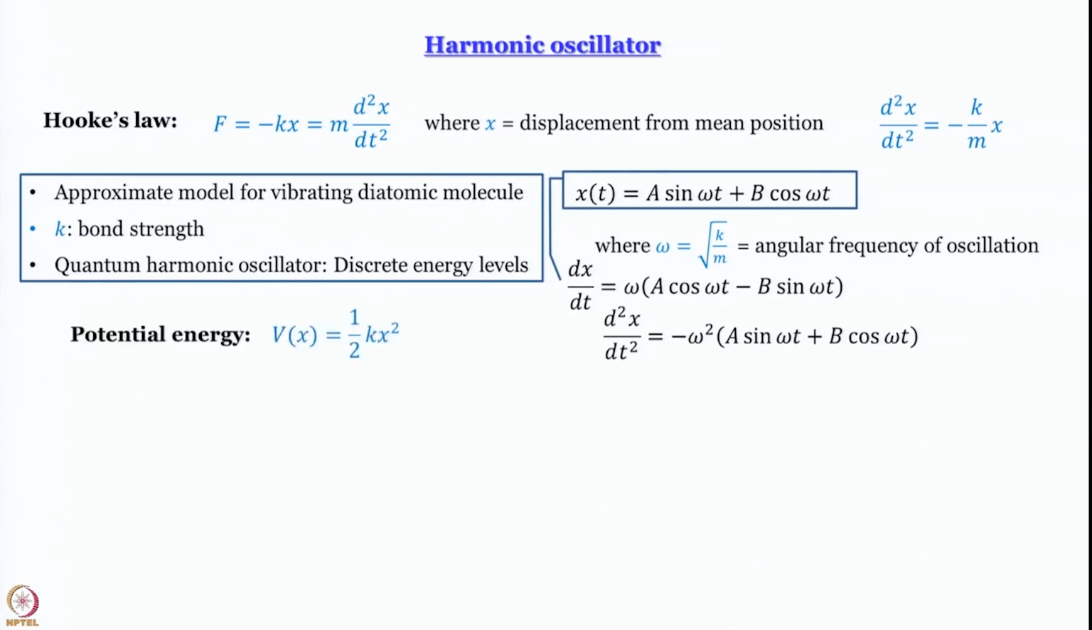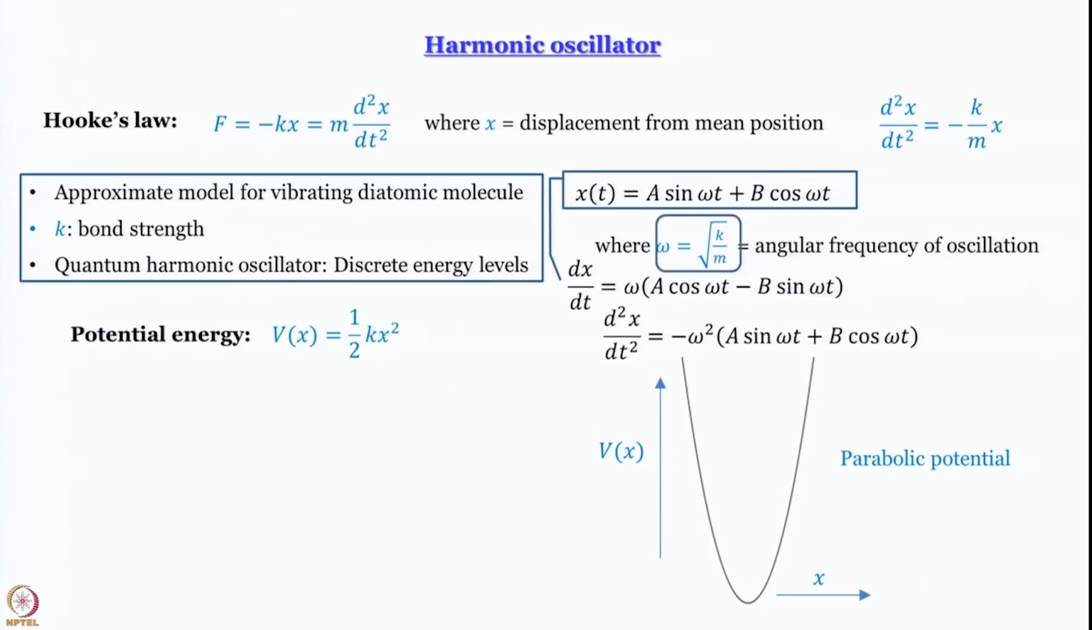If you want to go into the quantum world, then we need to write the Schrodinger equation. For that, we need to remember that potential energy in this case is going to be half kx square. So, this is a parabolic potential, and let us also remember that there is a relationship between omega, the angular frequency of oscillation, and the force constant k. So, instead of k, we might as well write something in omega. So, we will write half m omega square x square, that is your potential energy.